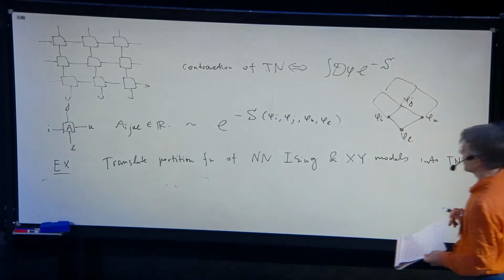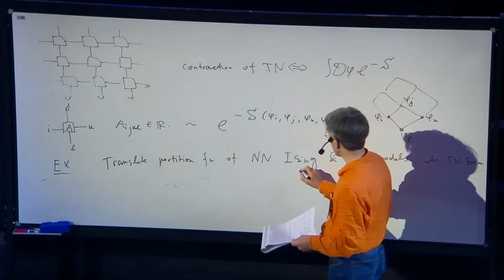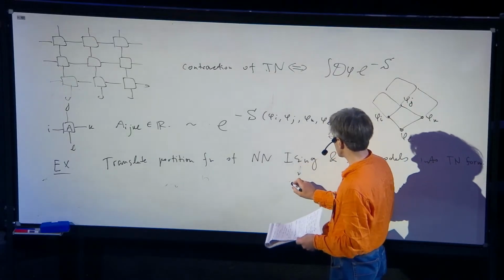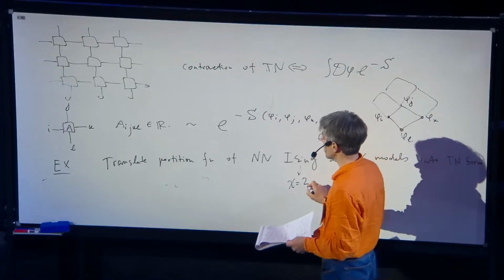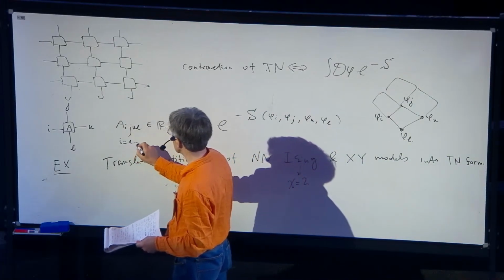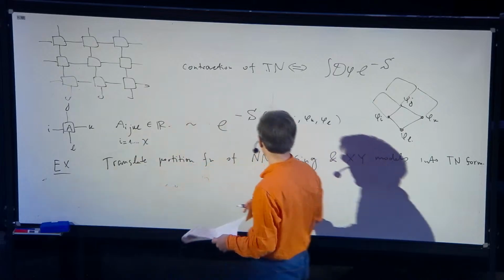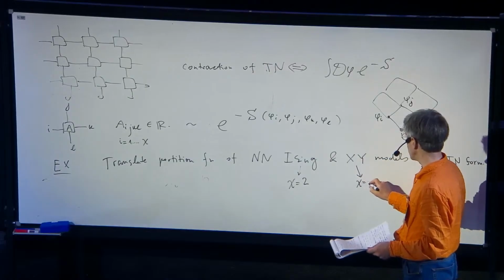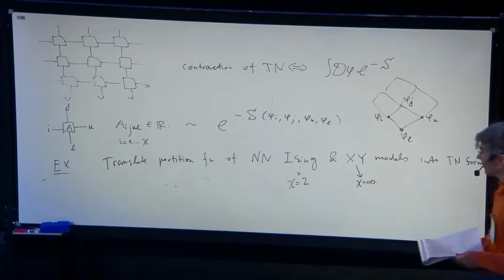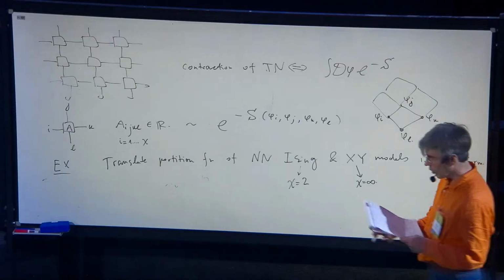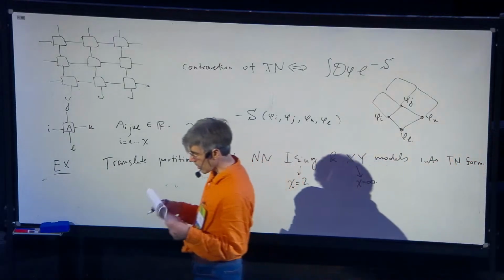And actually, for the tensor network, for the Ising model, you will find that this tensor network is going to have bond dimension 2, and the bond dimension is just defined as the range for these indices from 1 to chi. But for the XY model, you will find that you will need infinite bond dimension. So it's interesting. And so in fact, any model can be translated into this tensor network.